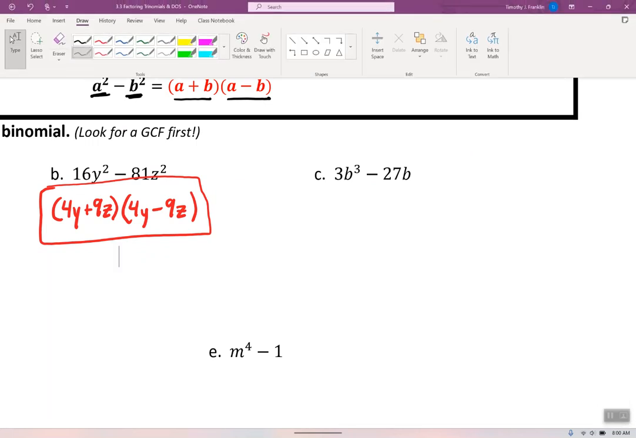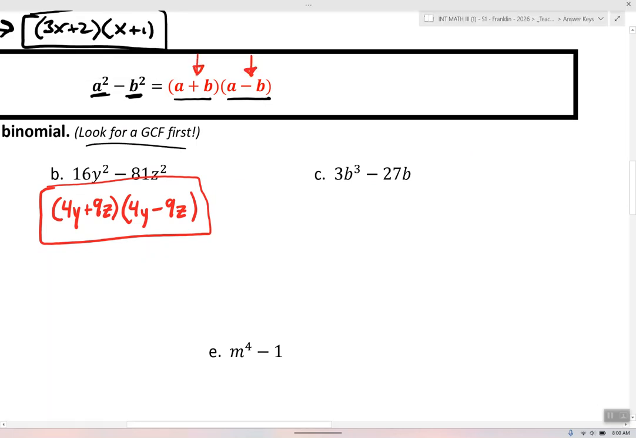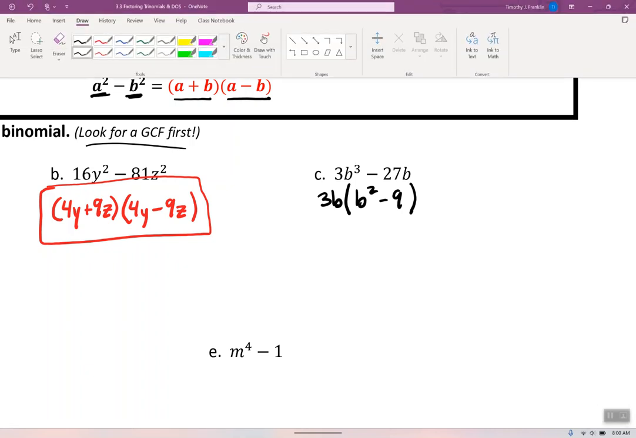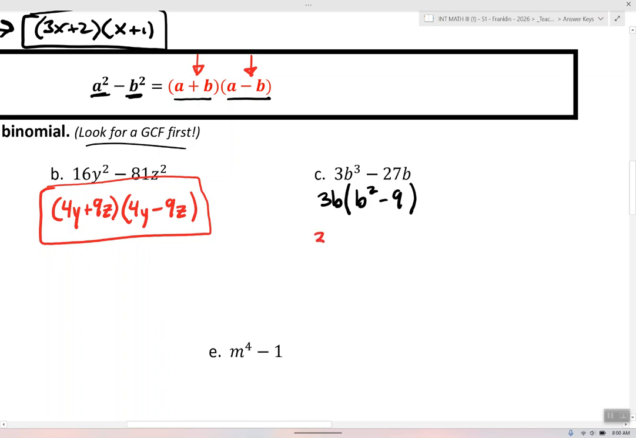Also, it's important to first check for a GCF. So on example C here, we can take a 3b out before we start. And that will leave b squared minus 9. So it wasn't a difference of squares, but after we take out this GCF, it is a difference of squares now. So our final factored form would be 3b times b plus 3 and b minus 3, since the square root of b squared is b and the square root of 9 is 3.